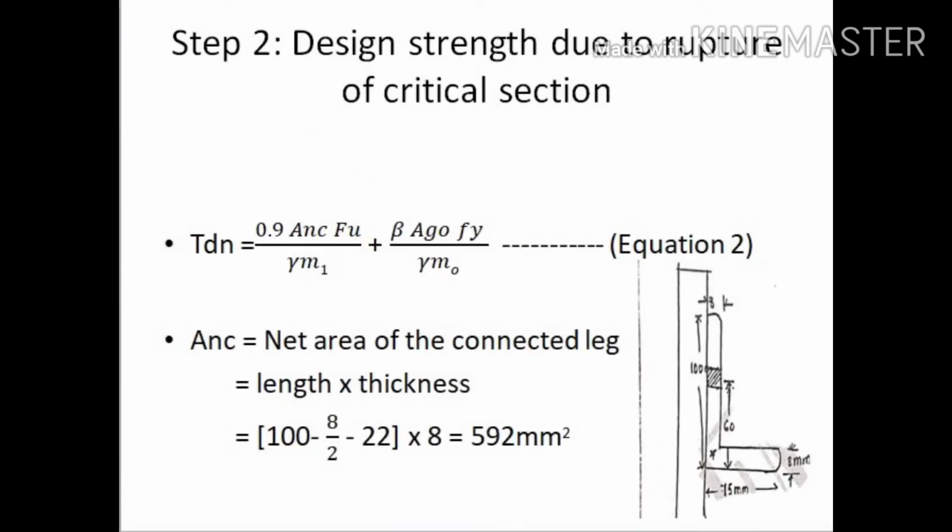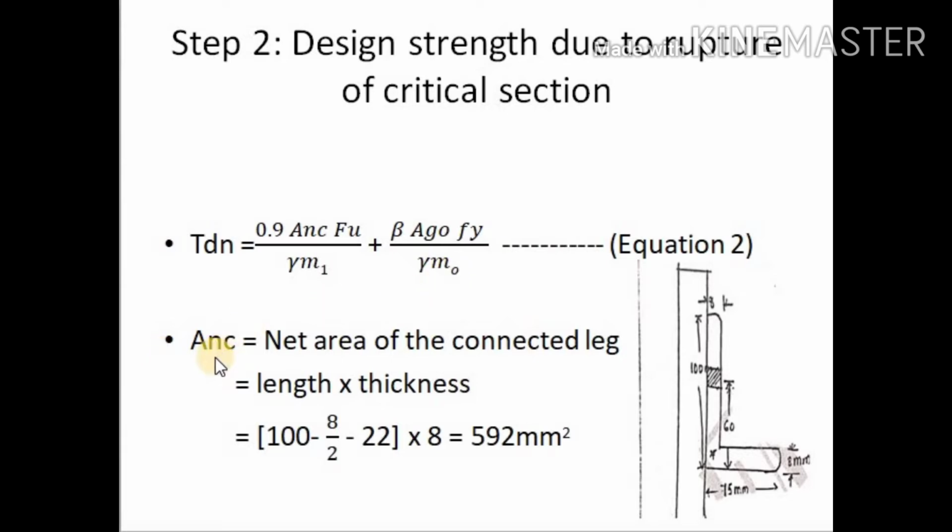Next is step 2. Design strength due to rupture of critical section, that is net section yielding. So from IS 800, Tdn, tension design net, is equal to 0.9 Anc Fu by gamma M1 plus beta Ago Fy by gamma M0. So let's discuss each term.